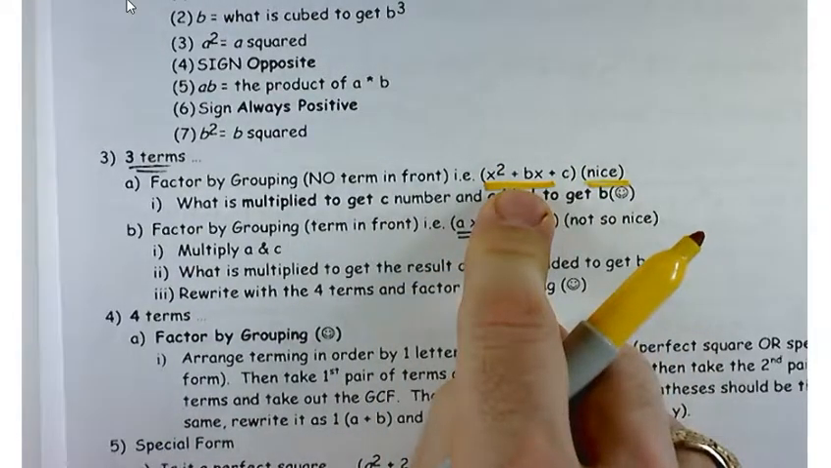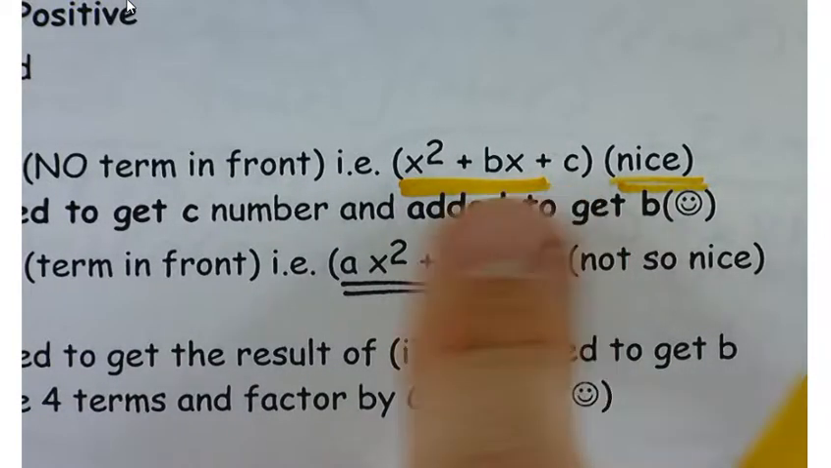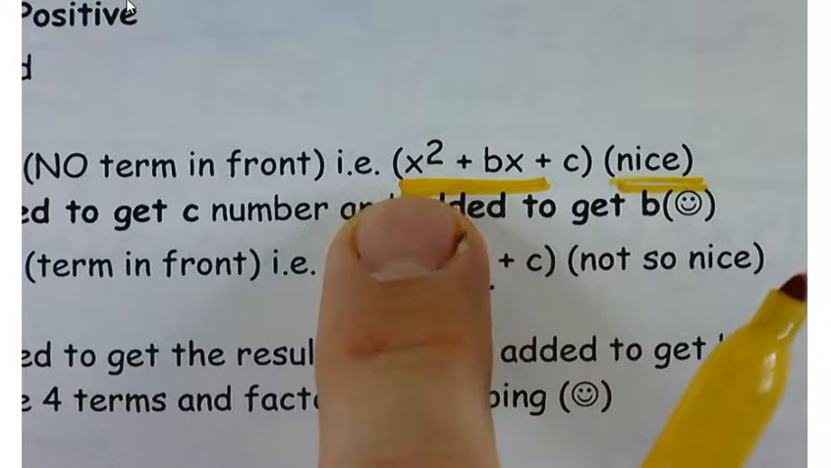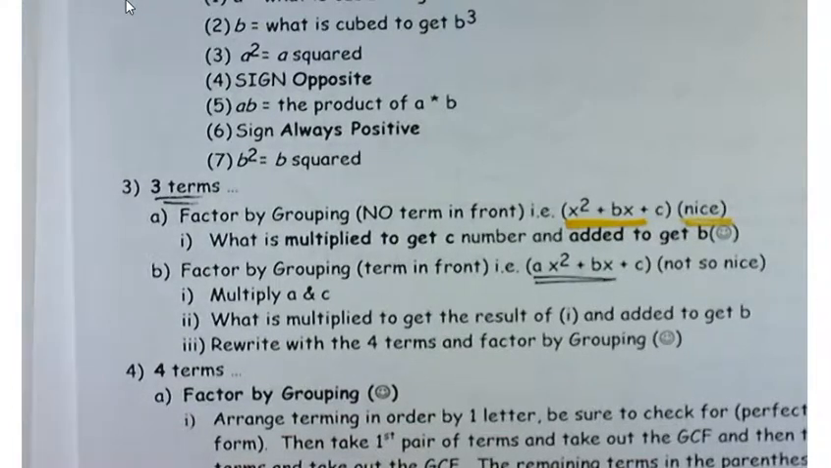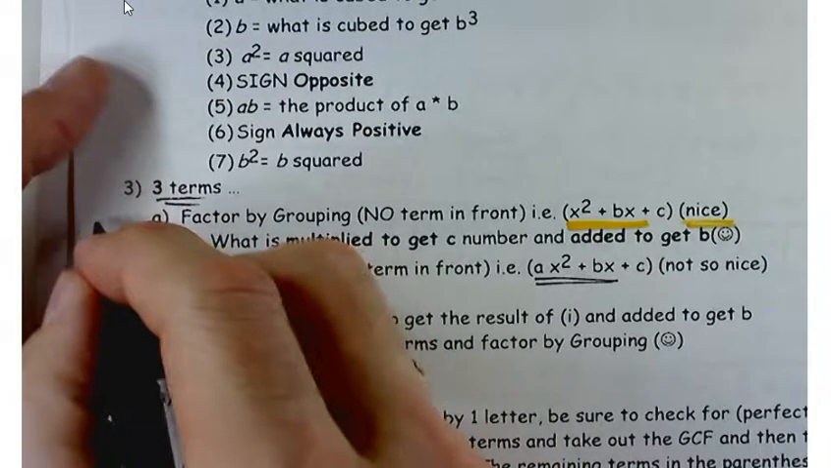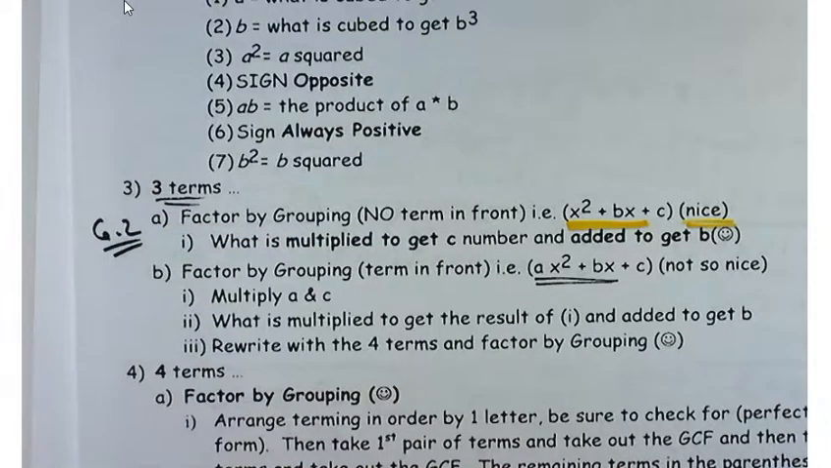What's nice about this is that when you're working with this trinomial, there's nothing in front of your squared term. It's understood to be a 1. In the not so nice case, that's going to change. So right now, we're in section 6.2 with the nice case.